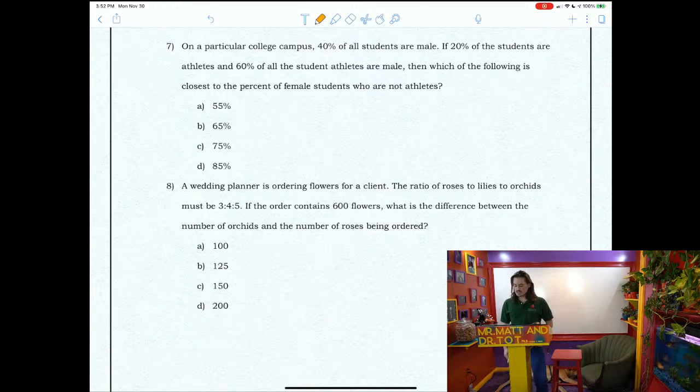8 asks, a wedding planner is ordering flowers for a client. The ratio of roses to lilies to orchids must be 3 to 4 to 5. If the order contains 600 flowers, what is the difference between the number of orchids and the number of roses being ordered? So I'll give you 6 minutes, and about 2 minutes in, I'll start to solve.